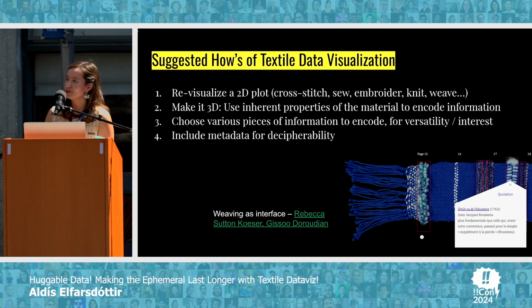If you want to go further, you can even look at different dimensions of the material that you're using to create your visualization, such as texture or pattern or smell or direction of the yarn and different patterns. And you can choose various pieces of information to encode. So the bracelet image you see here is actually a large text data visualized in different patterns, and different quotations arise in the different patterns.